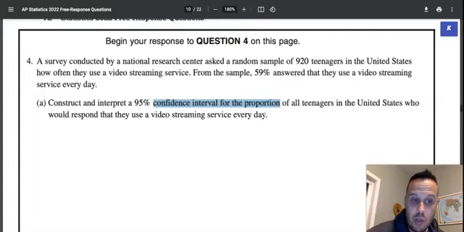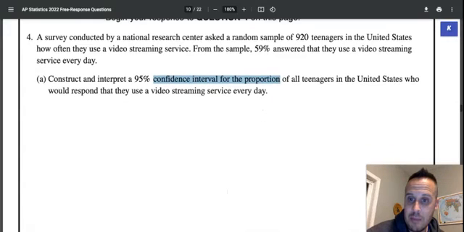And then I would name it. So we're doing a 95% confidence interval for proportions, okay? And then make my interval. And I would use this 0.59 plus or minus this 1.96 because it's a 95% confidence interval. We always get to use z with proportions times the square root of p times q. So 0.59 times 0.41 over n, 920. And that would get me my confidence interval.